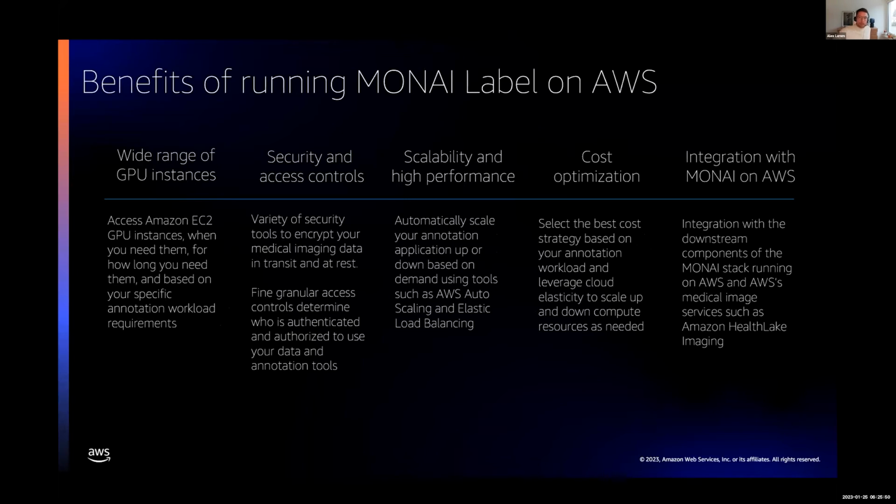When it comes to the benefits of running MONAI Label on AWS, you see that we try to cluster it around 5 major pillars. So the first benefit is that we as a cloud provider provide you a wide range of different GPU instances, which you really can tailor for the underlying annotation workloads and your specific requirements. Again, similar to what Rudolf did.